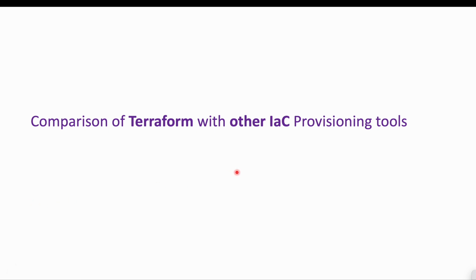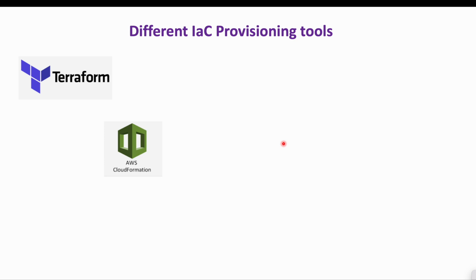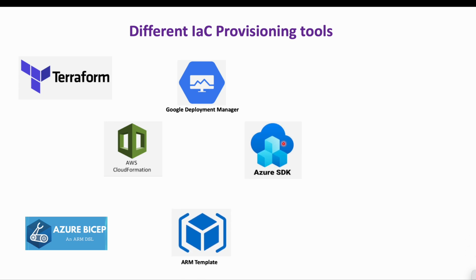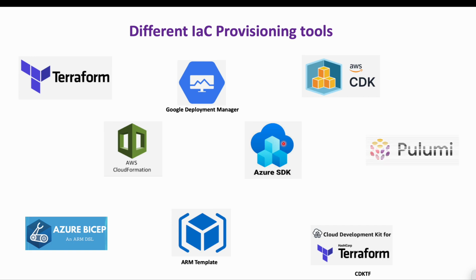Hi all, today we are going to see the comparison of Terraform with other IaC provisioning tools. In the market we have various IaC tools, right? So what are those? Terraform, CloudFormation Template, Azure Bicep, Google Deployment Manager, Azure SDK, an ARM template, and the Cloud Development Kit for Terraform. We can shortly call it CDKTF, and then we have AWS CDK and Pulumi. So we have this many tools available in the market.